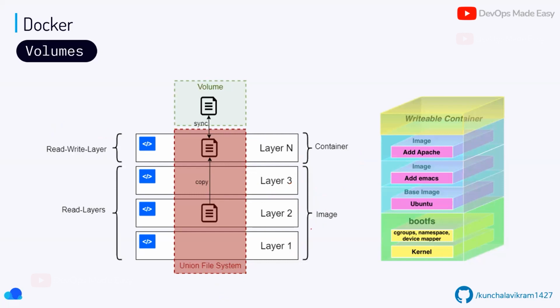In case I have to change something, let's say in the image I have a file, let's say /etc/hostname. By default, this file is set to test. But when you create a container, we get a unique ID, right?